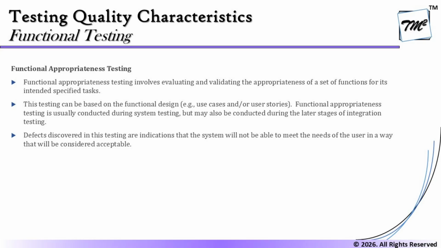Also to highlight here, because I'm sure most of you would have heard me using the word target audience for appropriateness. So the last point here: defects discovered in this testing are indicators that the system will not be able to meet the needs of the user in a way that will be considered acceptable. So it's not just about the relevancy to the functionality, but also to the end user, because relevancy and appropriateness are those attributes which talk about the context of being used in terms of user expectations.